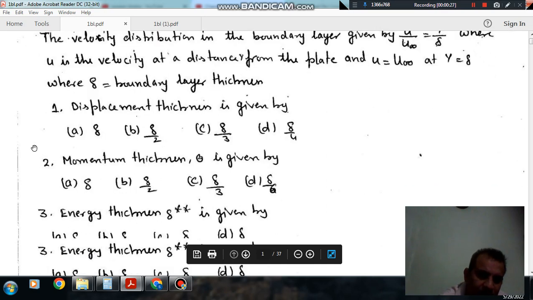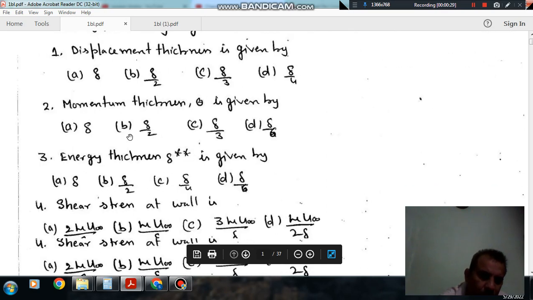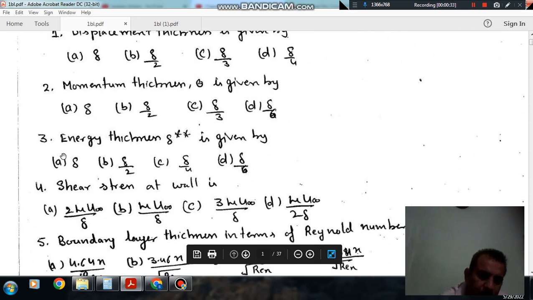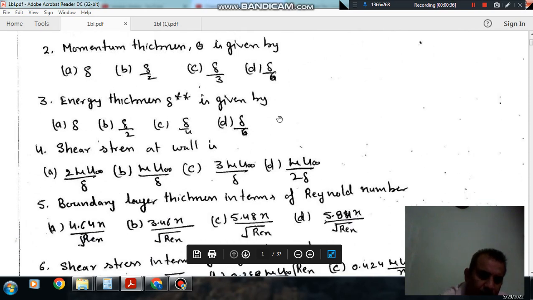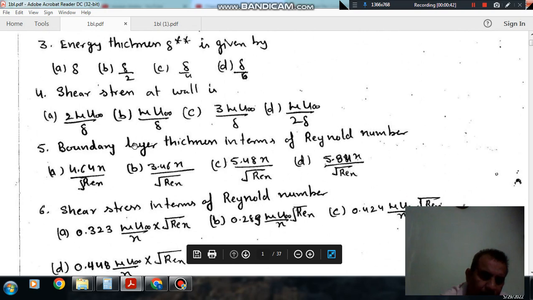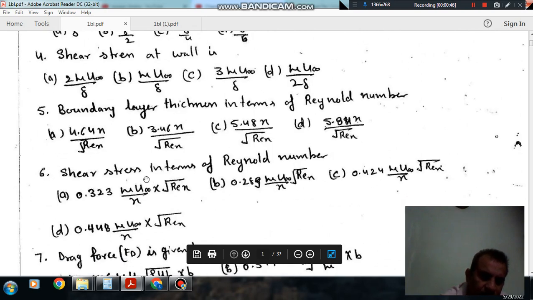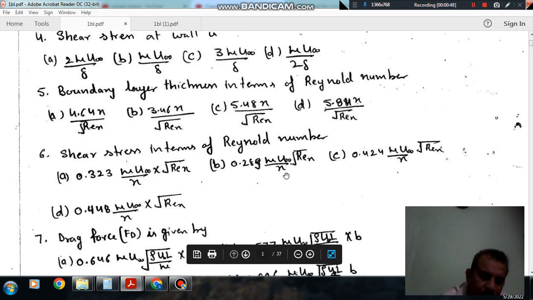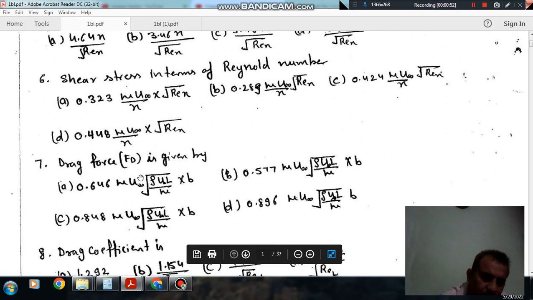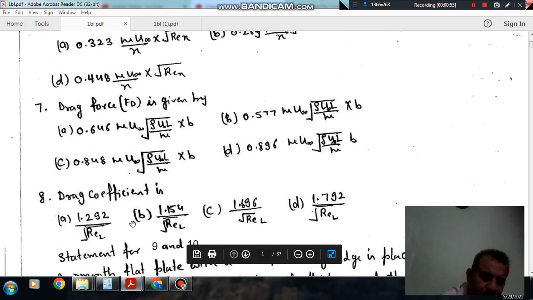So displacement thickness is given by, these are the options. Next question, momentum thickness is given by, these are the options. Energy thickness is given by, these are the options. Shear stress at the wall is, these are the options. And boundary layer thickness in terms of Reynolds number, these are the options. Shear stress in terms of Reynolds number, these are the options. Drag force FD is given by, these are the options. And drag coefficient is given by, these are the options.